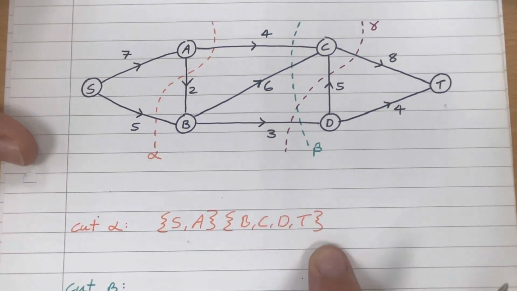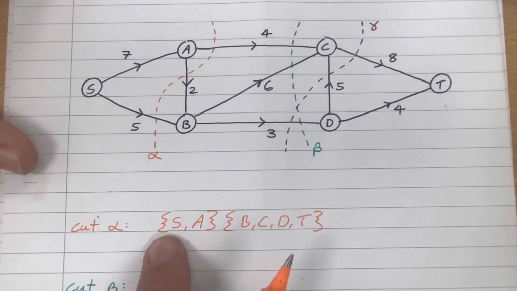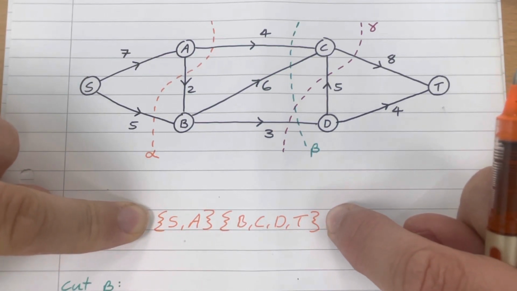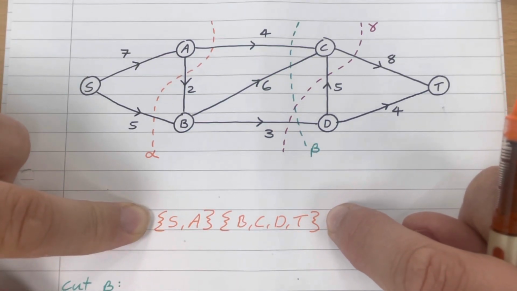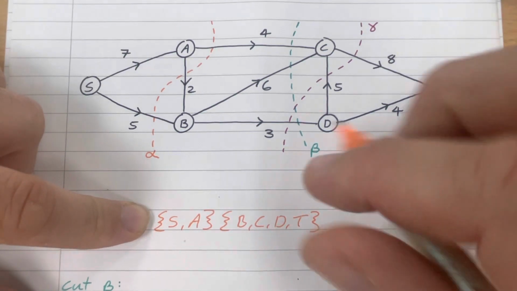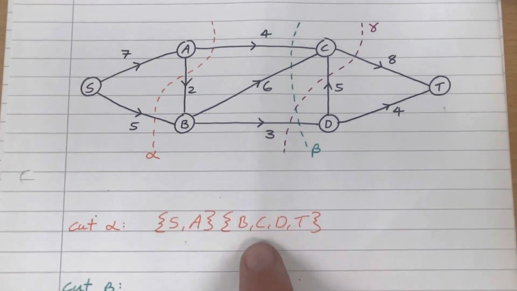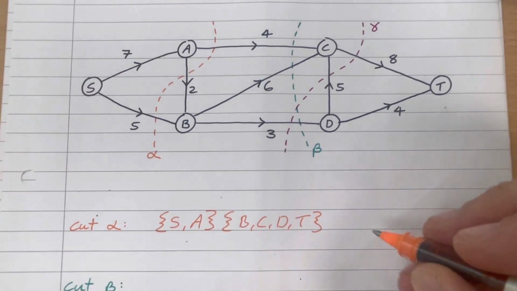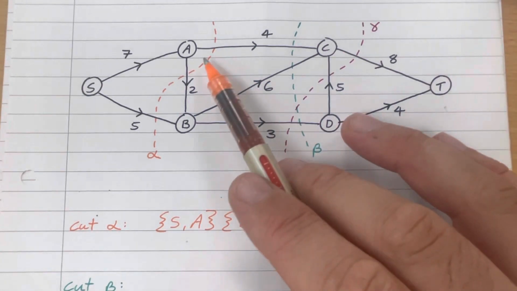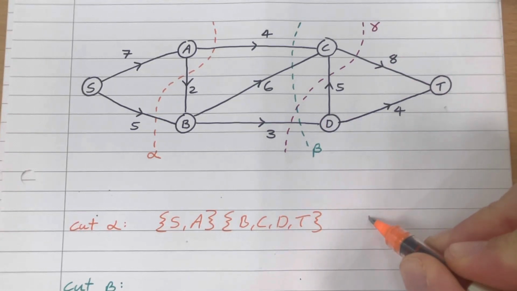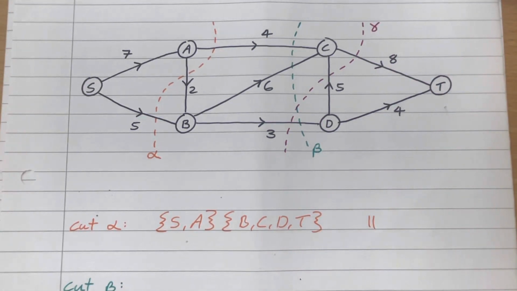And you need to be familiar with this notation because you could be asked to find the value of a cut, and then it will give you this in the text. And you need to know that S and A are together, and then B, C, D, and T are together, so the cut goes there. They won't always put it on the network for you, so just be aware of this notation. And the value of the cut, like I've said, is the sum of all the arcs which go from source to sink side. So that is 11 for cut alpha.